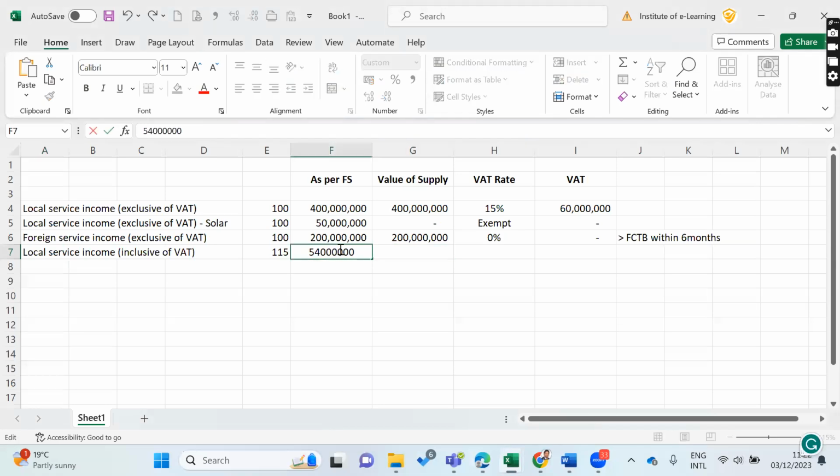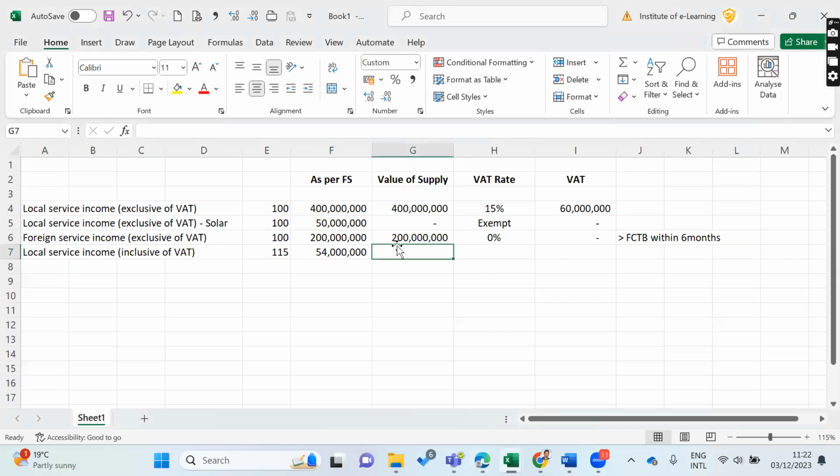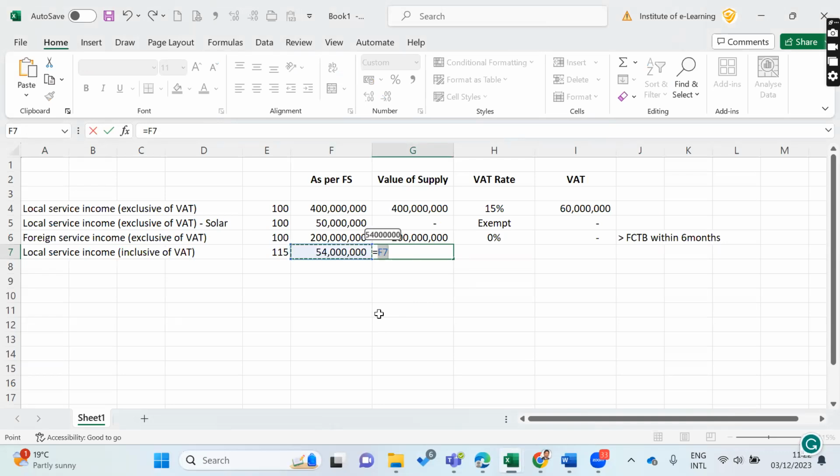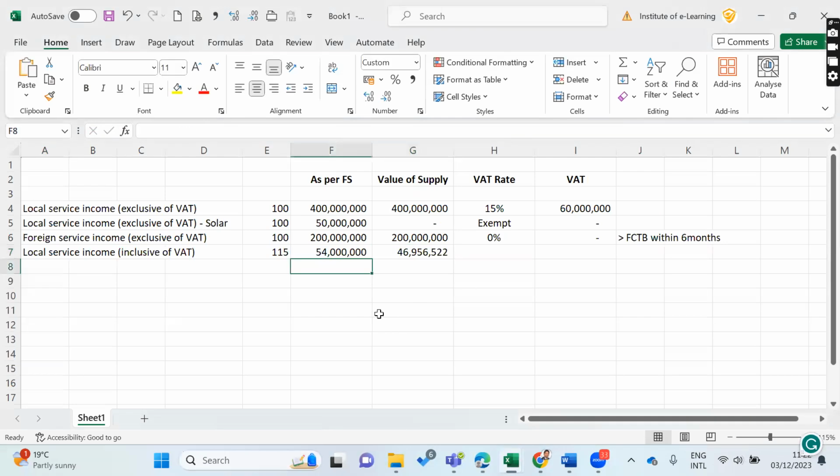Then if you want to convert this into 100, you just take this one and divide it by 115 multiplied by 100. Then you will get this sum, right? Then what will be the VAT rate for local service income? You will get 15%, and you will end up with the VAT component of this much, right? Output VAT, right?